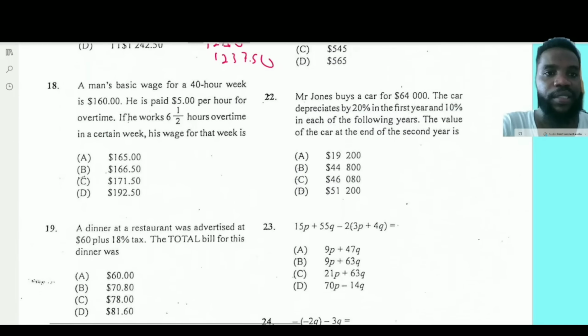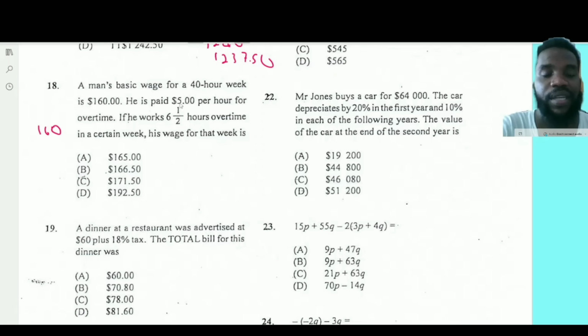Alright, question 18. It says a man's basic wage for a 40-hour week is $160. He's paid $5 per hour for overtime. If he works 6.5 hours overtime in a certain week, his wage for that week is. Alright, so he's getting $160 because he's working a 40-hour week. No doubt about that. And he's going to get $5 per hour for extra time, and he's working 6.5 hours overtime.